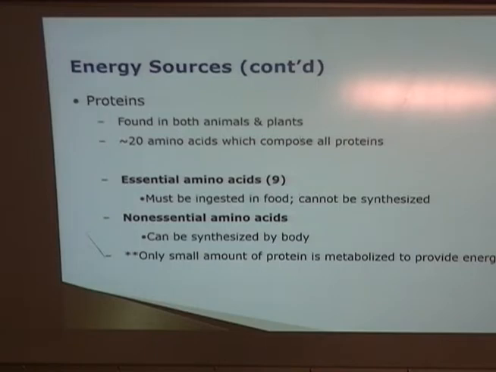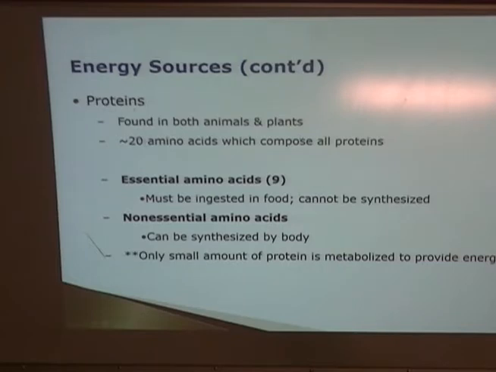Okay, so energy substrate number 3 is a little bit controversial in that right now it's very popular as a diet. And there's lots of nonsense around about what we do and do not use proteins for.